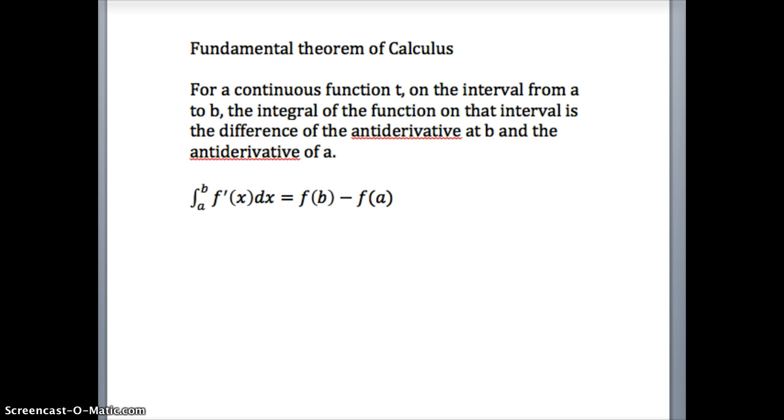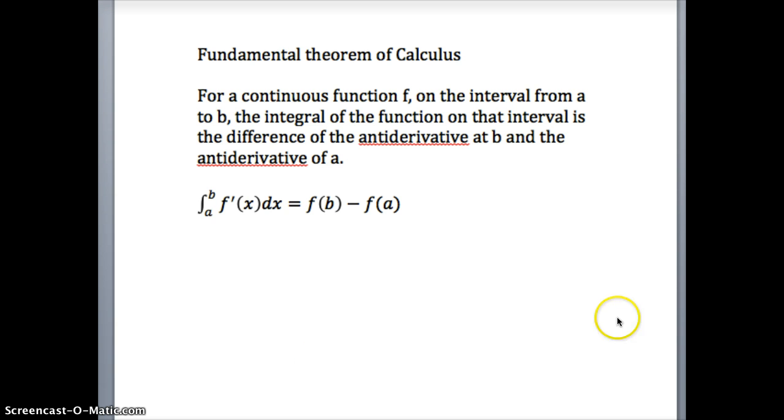Before we can talk about the fundamental theorem of line integrals, we need to talk about the fundamental theorem of calculus. This theorem states that for a continuous function f on the interval from a to b, the integral of the function on the interval is the difference of the antiderivative of f at b and the antiderivative of f at a. So as you can see, it's this equation right here. What I actually meant to say is that it was for a continuous function f, not t. It's been corrected on the screen.